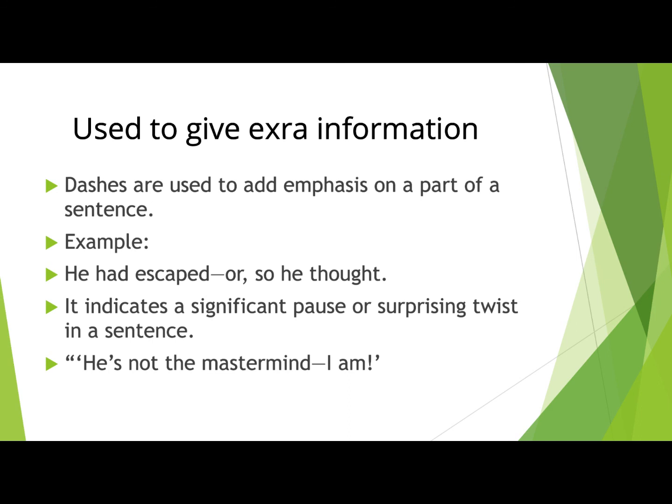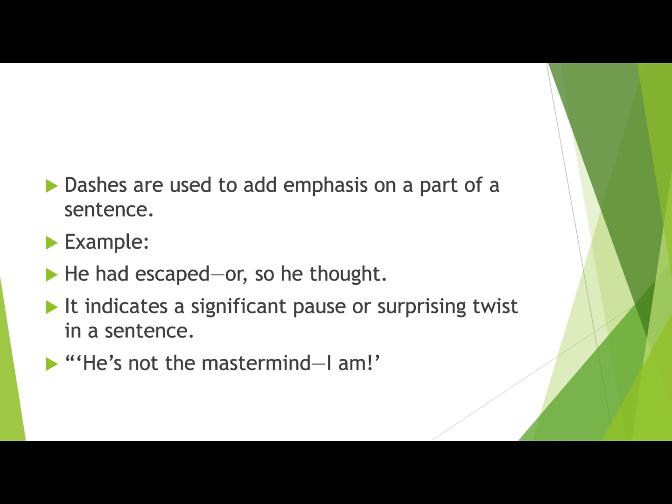Let's have a look at this example. He had escaped dash, or so he thought. Here in this sentence, or so he thought, is extra information. Extra information is what we can remove and it doesn't change the meaning. Here we have a different sentence structure in the later part. So it's not fitting with the grammar structure, it's not matching with that. So preferably we would use dash in place of any other punctuation mark.